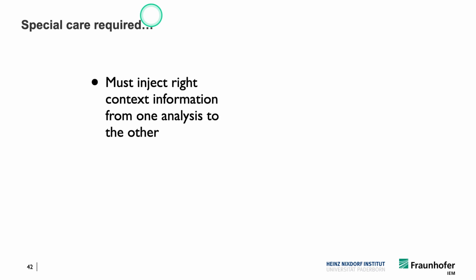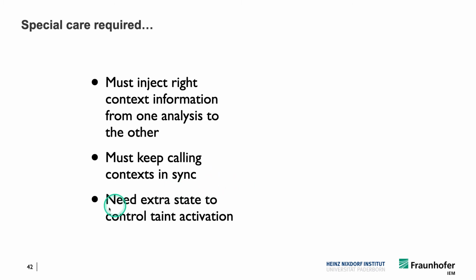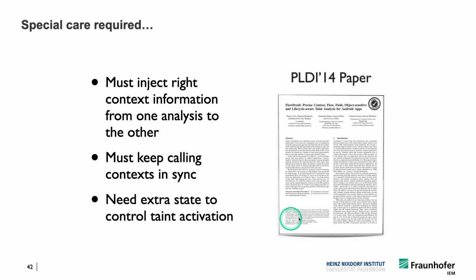Now, there's more special care to be taken. We must also make sure that we inject the right context information from one analysis to the other. So that means the backward analysis should only visit the contexts that are relevant to the forward analysis and so on. I've already explained that when I was talking about boomerang and pushdown systems. So we must keep these calling contexts in sync. And like I also just explained, we need this extra state to control taint activation. And all of these details are also explained in a bit more detail in this PLDI paper. So I encourage you to take a look and find more details there.